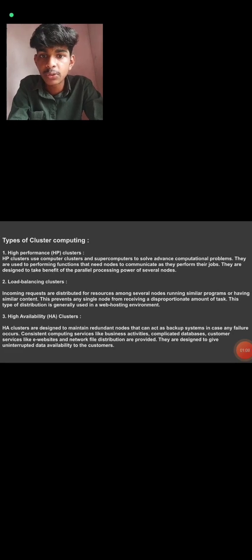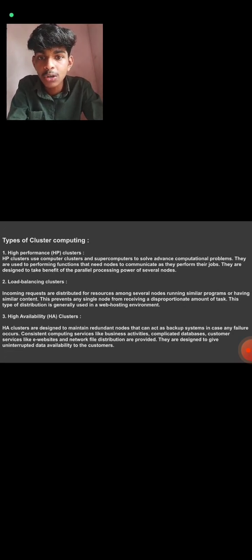Then, types of cluster computing. First, high performance clusters, then load balancing clusters and high availability clusters. First, the high performance (HP) clusters. HP clusters use computer clusters and supercomputers to solve advanced computational problems. They are used to perform functions that need nodes to communicate as they perform their jobs. They are designed to take benefit of the parallel processing power of several nodes.